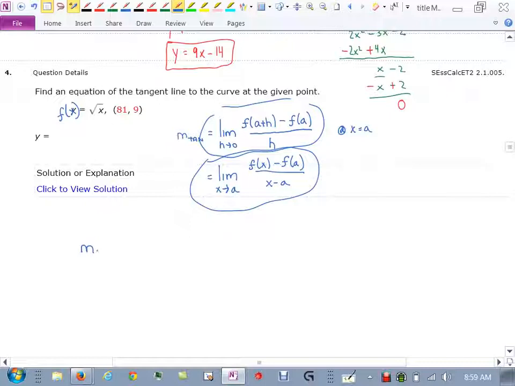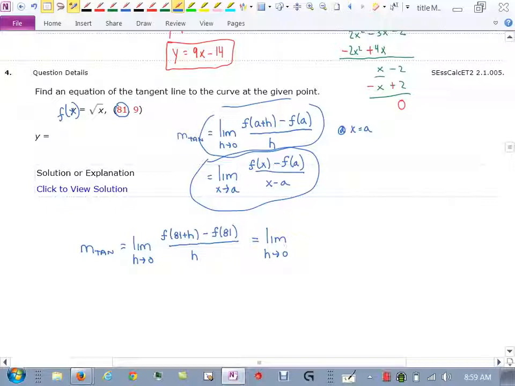Slope of tangent line is equal to the limit h approaches 0 of f of a plus h. Now remember, a in the problem is 81. So what happens if I plug in 81? Well, I'll write it out. f of 81 plus h minus f of 81 all over h. Okay, this is equal to the limit h approaches 0.